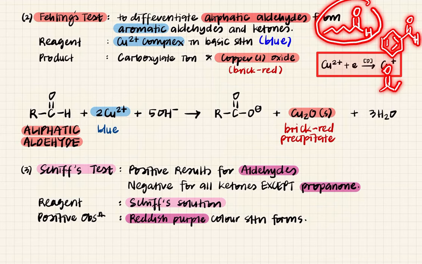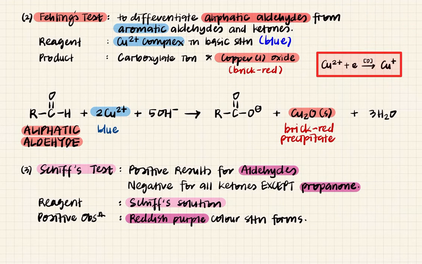So what is the positive test? Your reagent is the Cu2+ complex in basic solution, which is blue in color. Your product will be carboxylate ion and Cu2O, copper(I) oxide. Copper(I) oxide is a brick red precipitate. So the blue Cu2+ complex undergoes reduction, gaining an electron, to form Cu+. Copper(I) oxide is brick red in color. This is your observation.